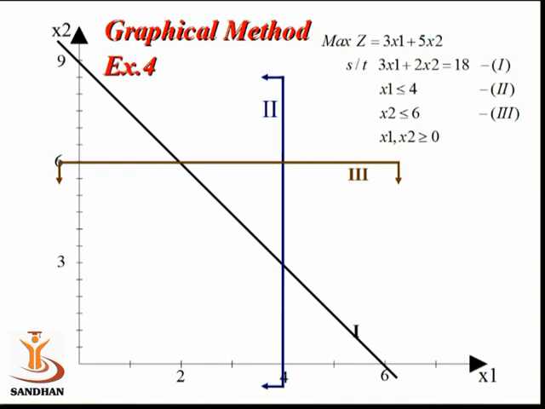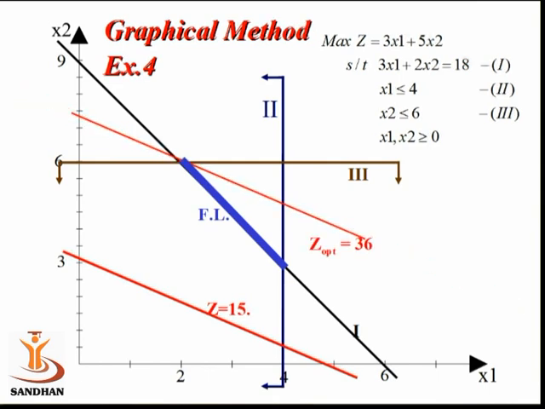So let us try to find the feasible region. Friends, you can see that here the feasible region will be as shown by blue color on the graph, on the line only. If we take z equal to 15 as the isoprofit line and move it upwards, then it will touch the corner in this manner and it has coordinates (2, 6), and we will get z maximum equal to 36.